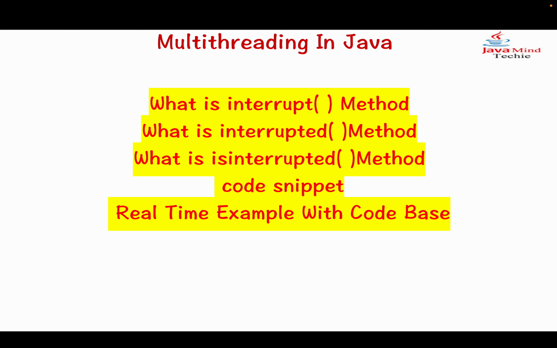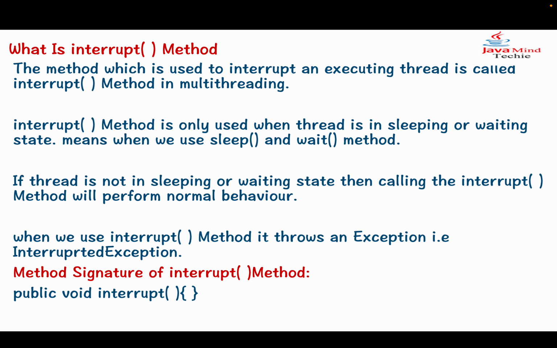So our agenda for this video is to describe what is interrupt, what is interrupted, and what is isInterrupted method in multi-threading. Then I will also show you a code snippet of all these three methods. At last I will explain with the code base how all these three methods we are going to implement in multi-threading, end to end. So guys, without any further delay, we'll start our discussion one by one of each and every method we have in multi-threading.